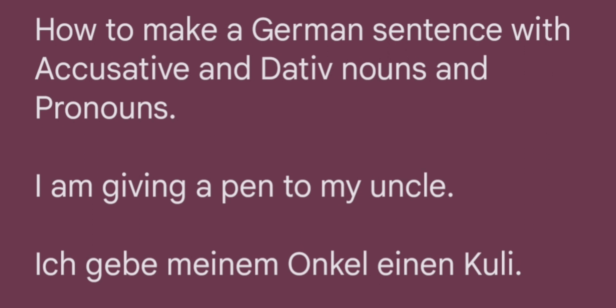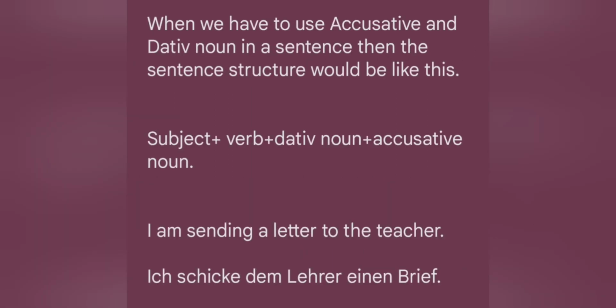So the rule is, when we have to use accusative and dative nouns in a sentence, then the sentence structure would be like this: subject plus verb plus dative noun, and the accusative noun will come to the end. If there is a sentence where accusative and dative nouns have come, we will make the sentence like this: subject plus verb plus dative noun and then accusative noun.